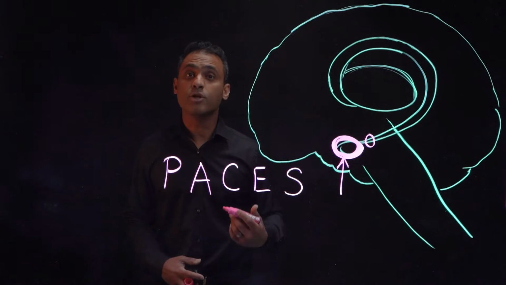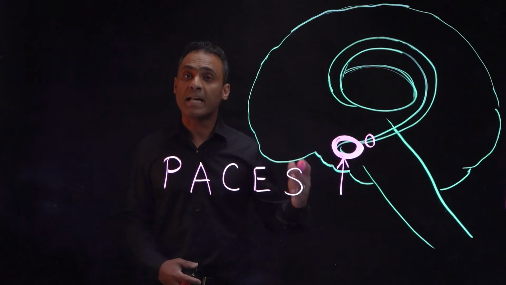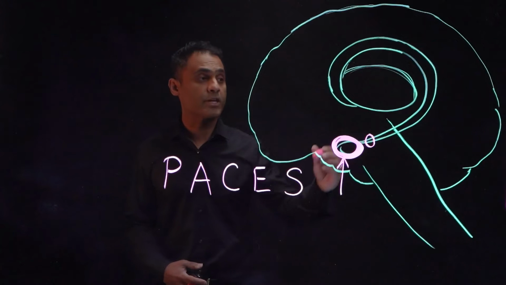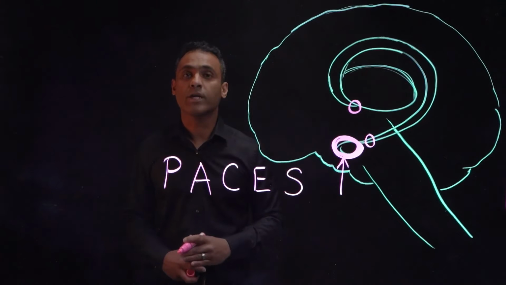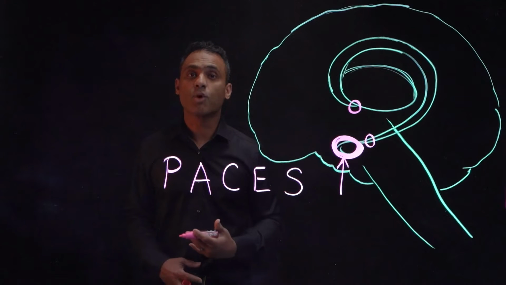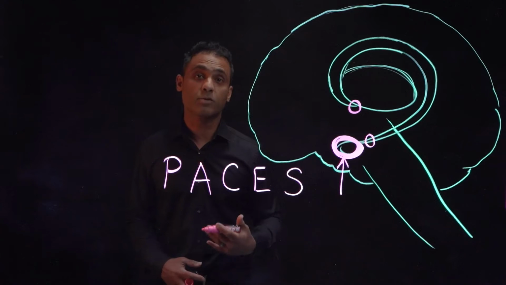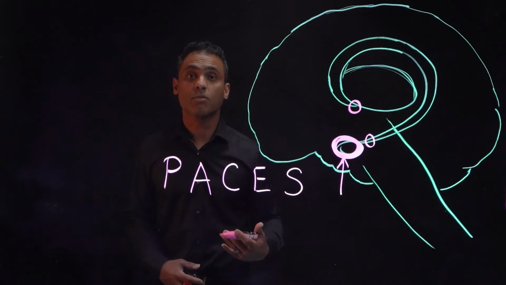Then we have the nucleus accumbens, also at times interchangeably known as the ventral striatum, and that is situated over here. Now, this is the reward part of the brain where dopamine is released to experience a reward.